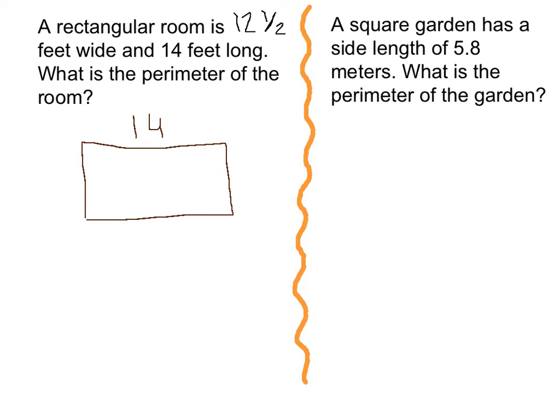Say this is 14 feet and this is 12.5. It doesn't have to be perfect. And it's asking for the perimeter. So it gets much harder than this later in the year. However, it's important to know how to find the perimeter. It's very confusing. A lot of people always confuse it with the area.